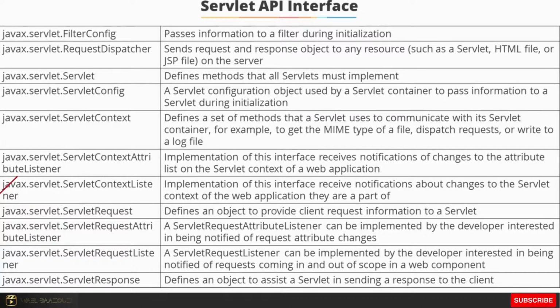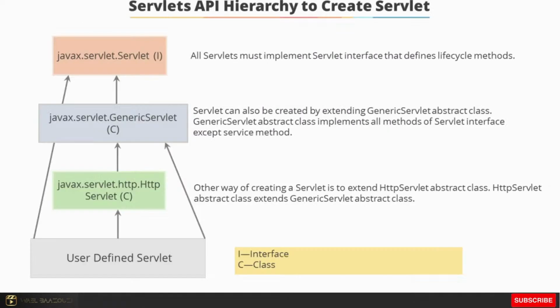Similarly, we have ServletContextListener, which receives notifications about changes to the servlet context of the web application. ServletRequest, which defines an object to provide client request information to a servlet. ServletRequestAttributeListener, which can be implemented by the developer interested in being notified of request attribute changes. ServletRequestListener, which can be implemented by the developer interested in being notified of requests coming in and out of scope in a web component. And ServletResponse, which defines an object to assist a servlet in sending a response to the client.